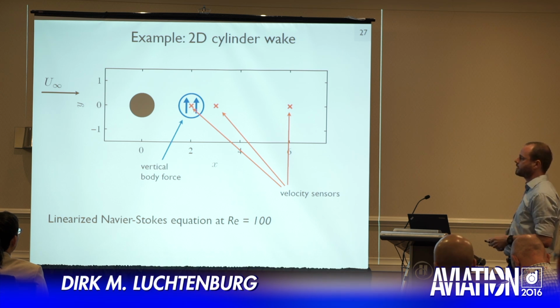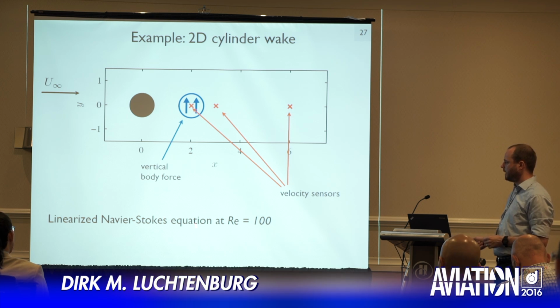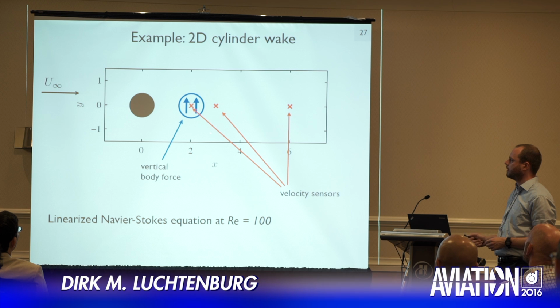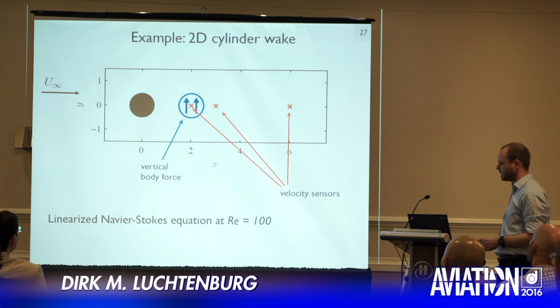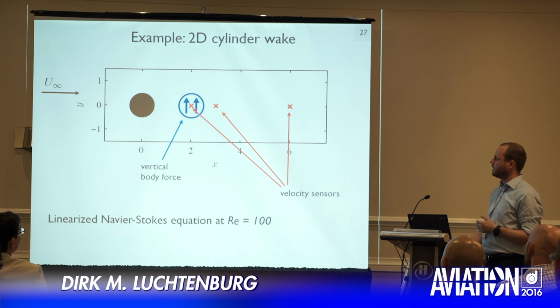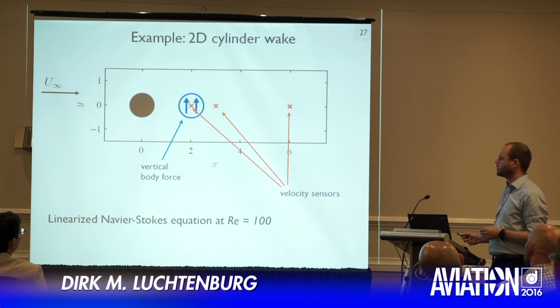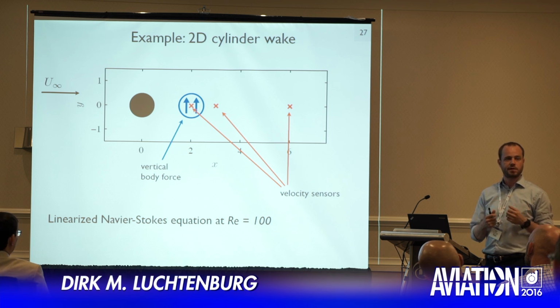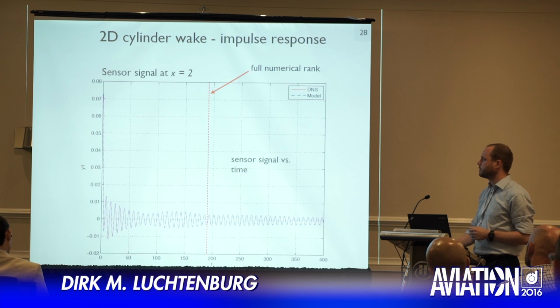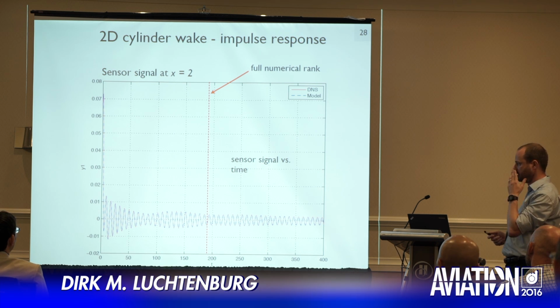The last example that I have here is a 2D cylinder wake. This is CFD data, Reynolds number of 100, linearized Navier-Stokes equation. Our actuation input is this body force here behind the cylinder, and we measure the flow at 3 places. We use an impulsive input for this body force, right, and then we watch what happens at these 3 sensors. That's the impulse response of our system. Now we stick that into a Hankel matrix, and then we can do the reduced order model procedure.